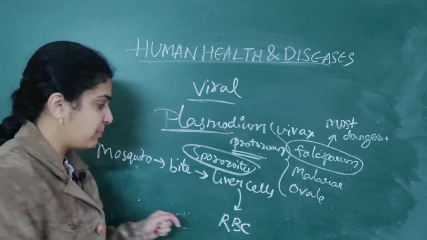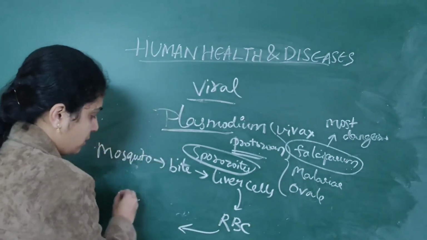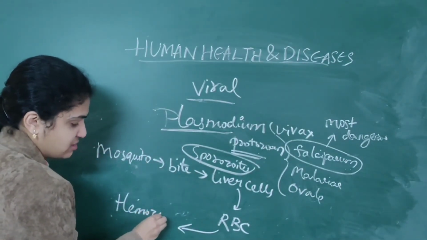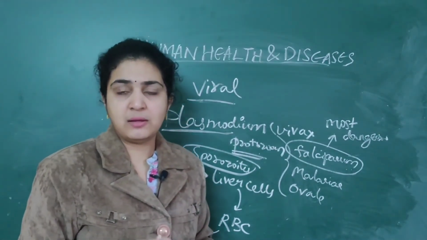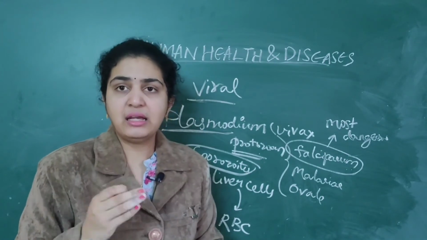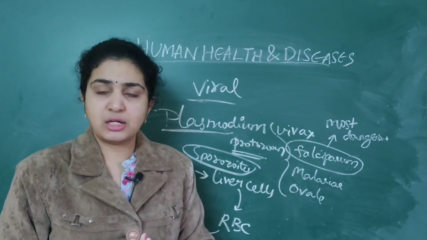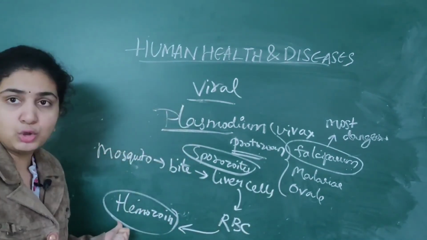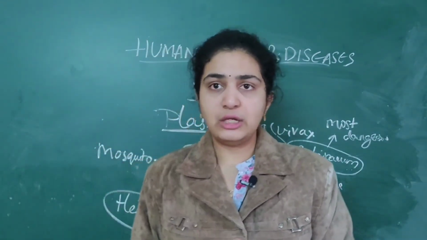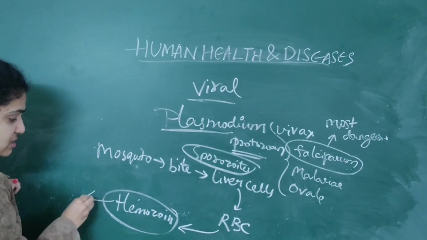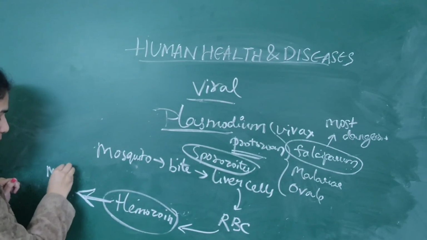Then they will attack the RBCs, that is, red blood cells. Later, hemozoin is released from these RBCs. This hemozoin will break down numerous RBCs. Again, another mosquito will come and bite the humans, and it is transferred into the mosquito to spread to other human beings. So again it is transferred. Now it will go to the mosquito.